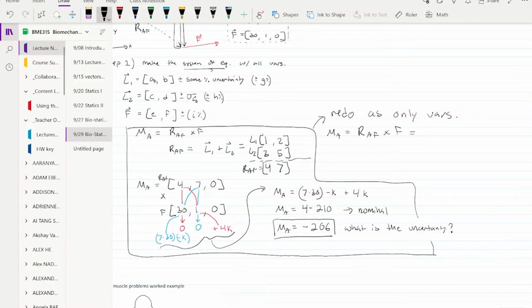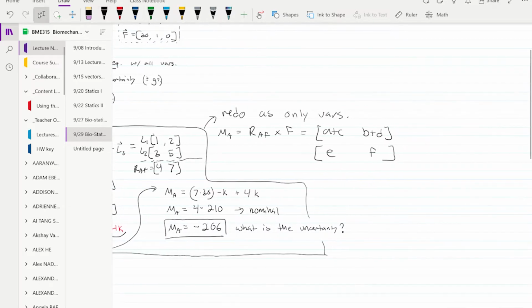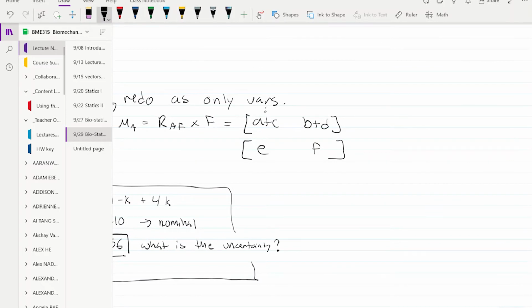Well, RAF is going to be equal to A plus C in the I direction, and B plus D in the J direction. And then F is going to be EF, right? So we'll do EF. All right, so remember this is an I direction and this is the J direction column.